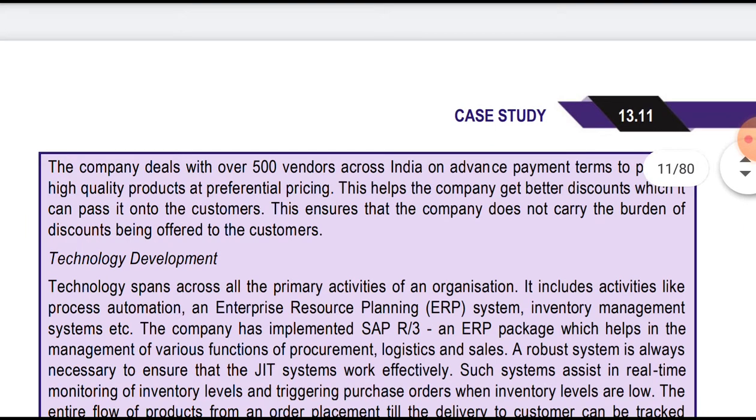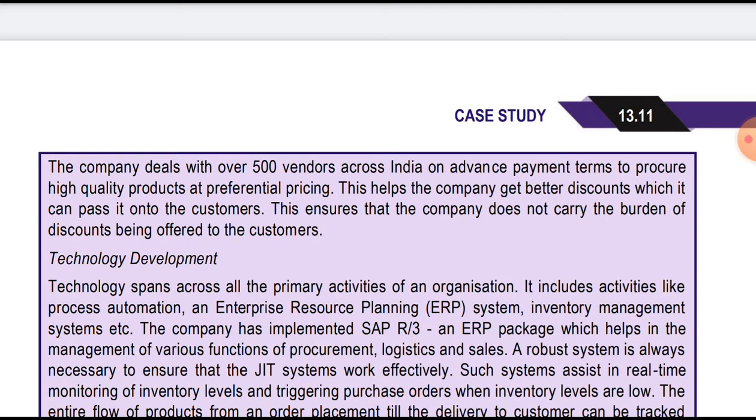The company deals with over 500 vendors across India, as mentioned in the question, on an advance payment term, by which they enjoy preferential pricing. This helps the company get a better discount, which it can pass to the customer. The discount which they receive on the procurement, they pass on to the customer.